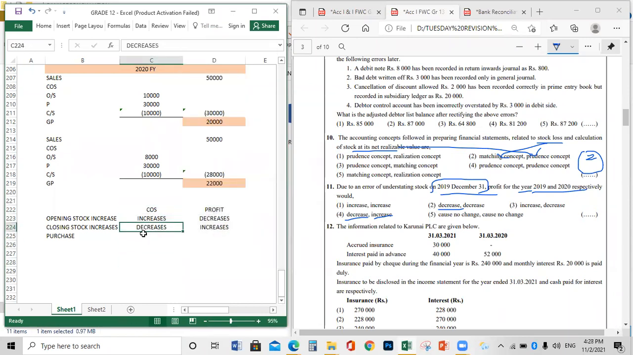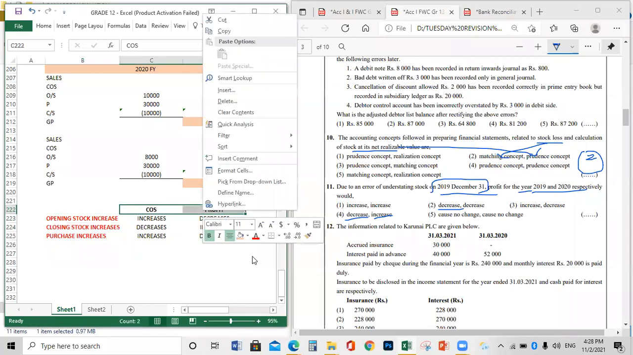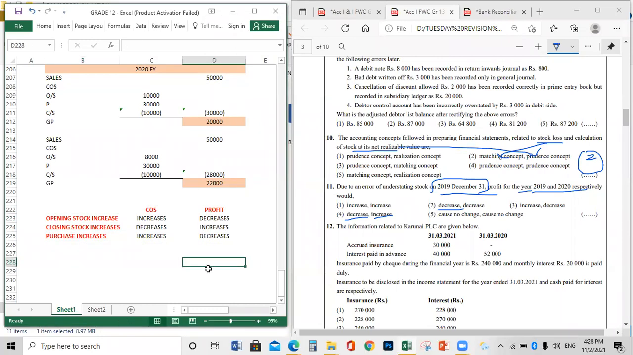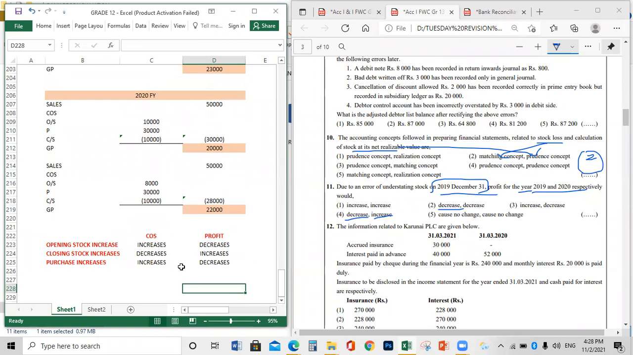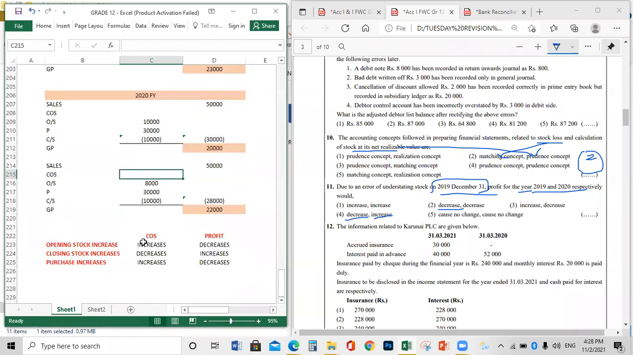Now go to purchase. When purchase is increasing, what happens to cost of sales? When purchase increases, cost of sales also increases, while the profit will decrease. So guys, they usually test you on this. I don't want you all to memorize, guys. No use of memorizing, because when you go to the exam, you will confuse yourself, either increase or decrease. So just understand this, and if you want to check, you can put values like I did just now. You can put values by yourself and check it.